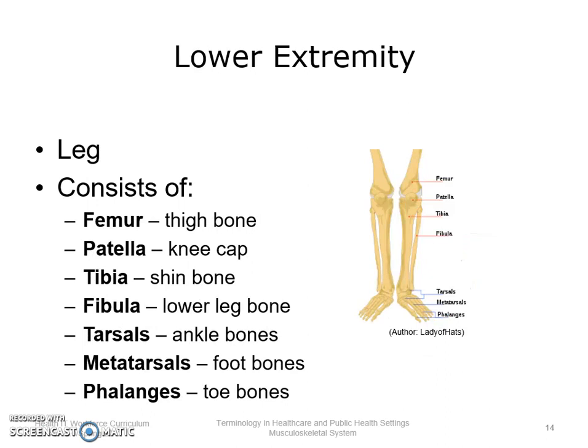We commonly refer to the leg as the lower extremity. The leg consists of numerous bones as well. These include the femur or thigh bone, which is the long bone in the upper leg. The kneecap is the patella. The tibia or shin bone is the large bone on the medial side of the lower leg. The fibula is the very thin bone of the lower leg. The femur and tibia are the primary weight-bearing bones.